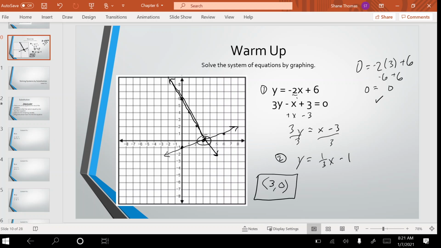The second one, I'll just use the one that's written there. 3 times y, so 3 times 0, minus x. X is 3, plus 3 equals 0. 3 times 0 is 0. So I have negative 3 plus 3, which is 0. 0 equals 0. So that's good. Therefore, 3, 0 is my answer for this one.